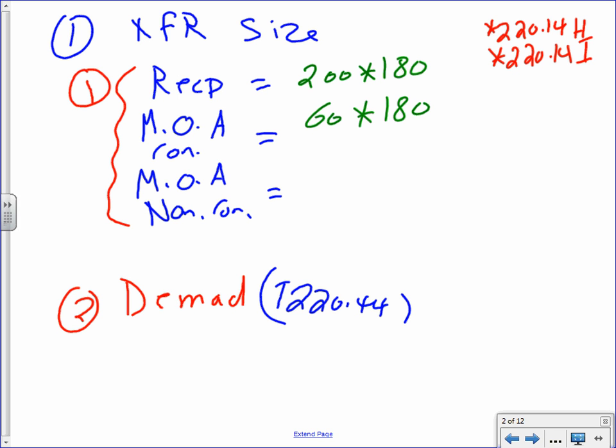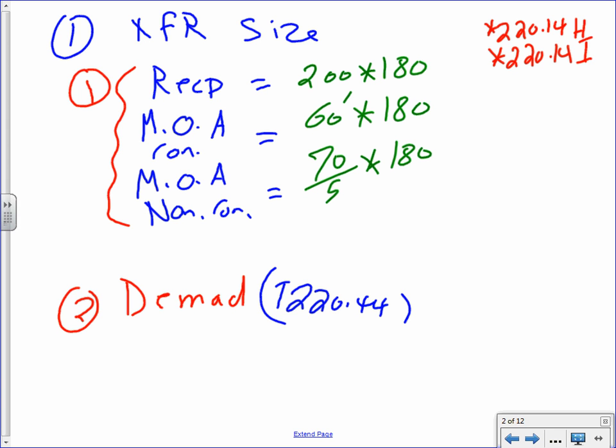Okay, 60 multi-outlet assembly feet. This is my 60 feet, and then multi-outlet assembly non-continuous 70. The same thing multiplied by 180. The only thing, guys, if they're non-continuous, when dividing by code, you divide it by 5. For every 5 feet, remember that? For every 5 feet, they give you 180. The non-continuous is 70. Thank you, sir.